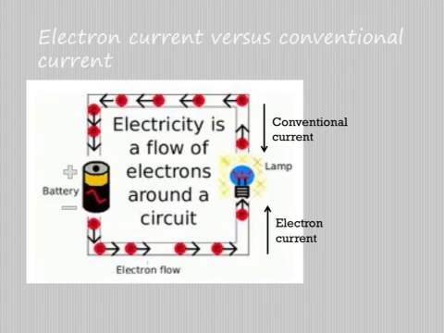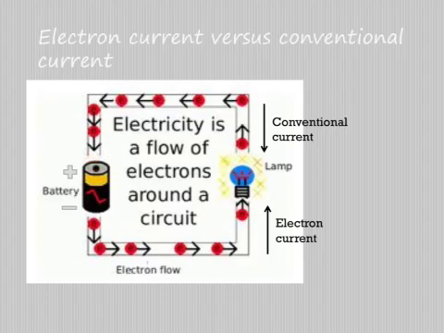Now you have to know the difference between electron current and conventional current. First of all, conventional current comes out of the positive terminal of the battery and into the negative terminal of the battery. Electron current is exactly opposite.